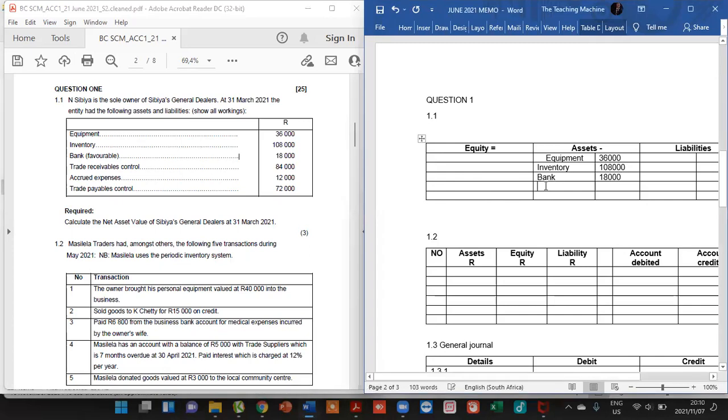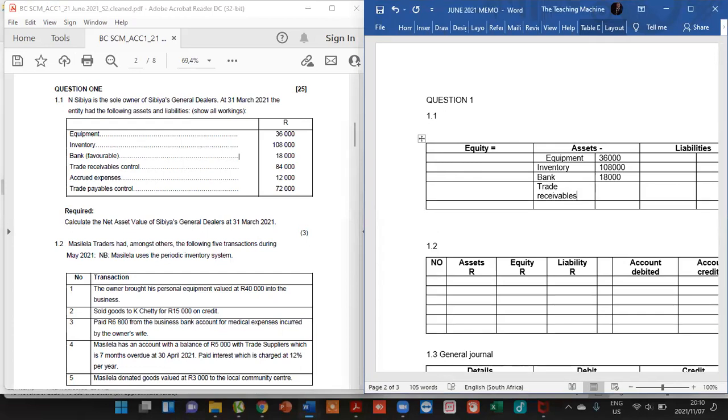The next one, trade receivables, is also an asset. What do we mean by trade receivables? We are referring to customers who bought goods on credit. So if you buy goods on credit from any business, then you will belong to that business's books. You will owe that business.